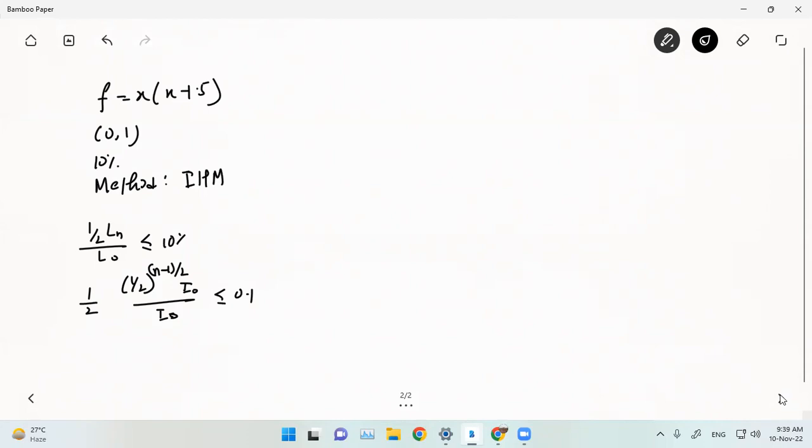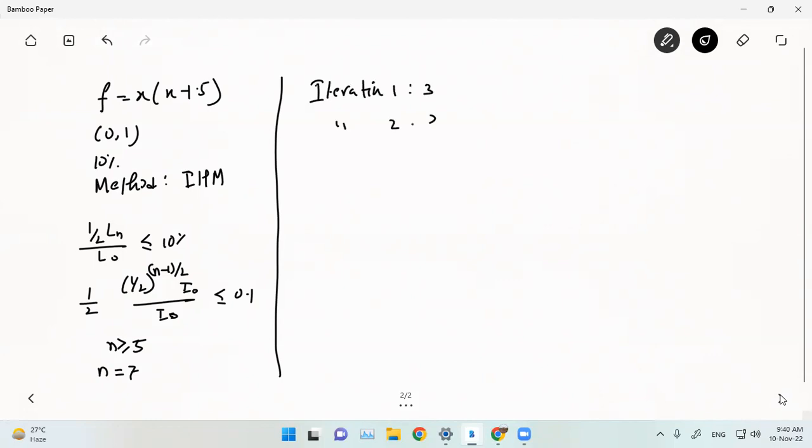Okay, so n has to be greater or equal to 5. Since n is an odd number, n has to be 7. So 7 means how many experiments you have to go for. In the first iteration, you need 3 experiments. In iteration 2, you need 2, and in iteration 3, you need 2. So basically we have to go up to 3 iterations. So let's start with the first iteration.